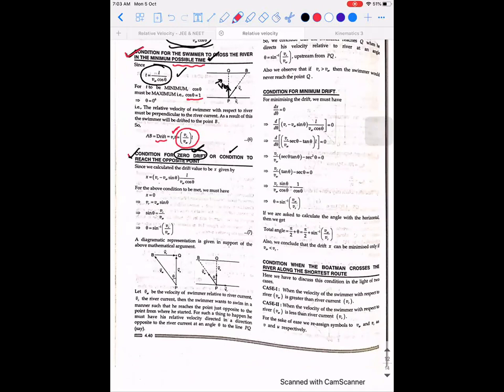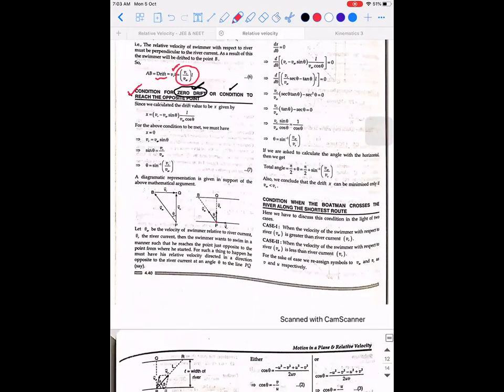Then we also saw the condition for zero drift, or the condition to reach the opposite point. So if the person has to exactly reach the opposite point, meaning if he's starting at P, he has to reach the point Q, then he cannot start perpendicular. Rather, he will start at some angle theta with respect to the vertical, so that the river keeps pushing him in such a way that he will be experiencing a drift of BQ, so that he exactly reaches the point Q. Okay, so that is how much, that's what we need to find.